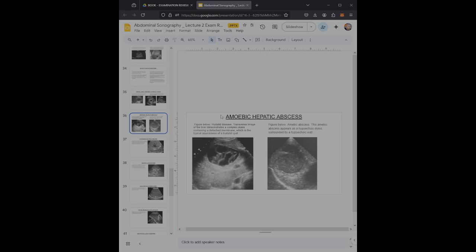So just on this point of amoebic hepatic masses, sonographically they appear as round hypoechoic or anechoic masses, and they may contain debris and acoustic enhancement.